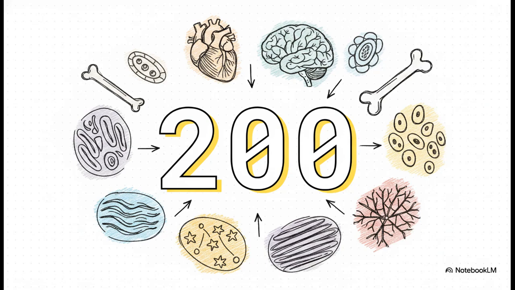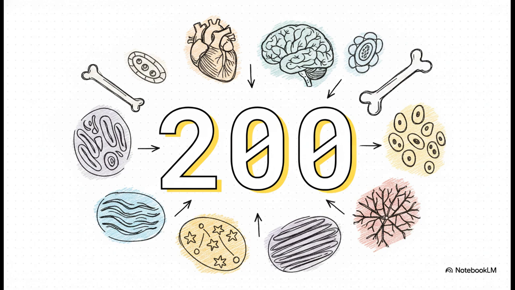Okay, have you ever actually stopped to think about just how incredibly complicated your own body is? I mean, really think about it. Here is a staggering fact to hook you right from the start. The human body is made up of over 200 different cell types. 200! You've got skin cells, heart cells, brain cells, bone cells, all of them performing entirely different, highly specialized jobs.